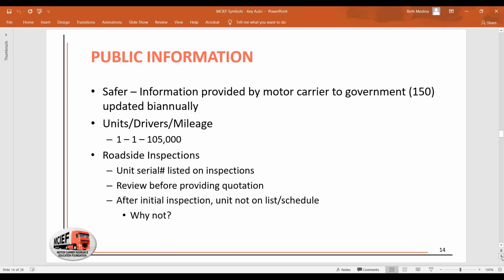And then what we need to do as an insurance carrier is a review before providing the quotation. Are we addressing all the units that the insured had inspected? And after initial inception, the unit's not on the list or the schedule. Why not? Why aren't they?